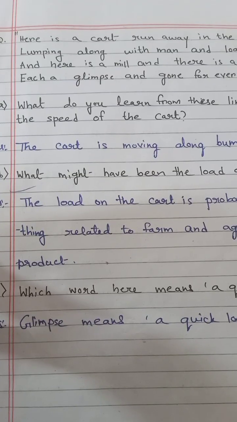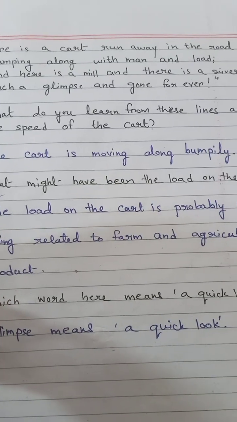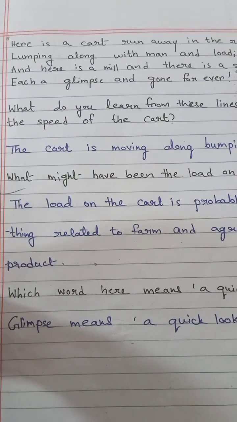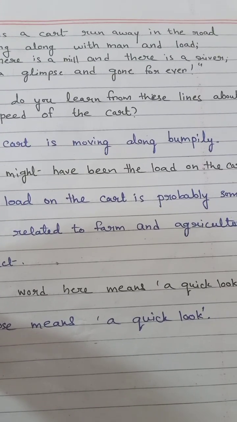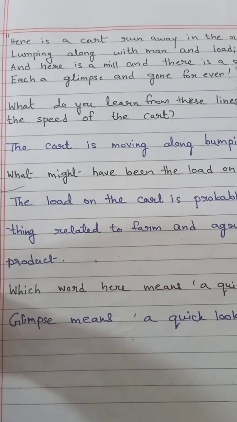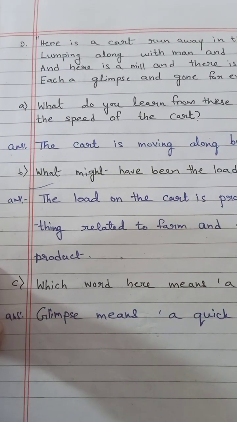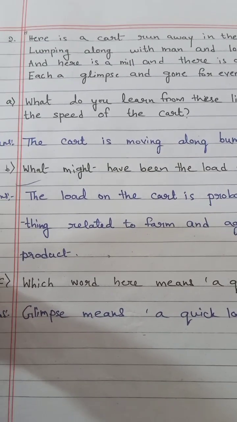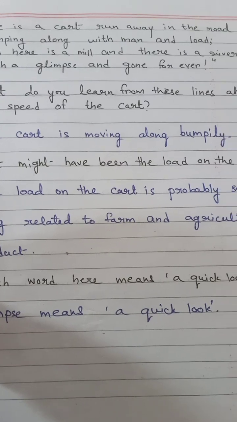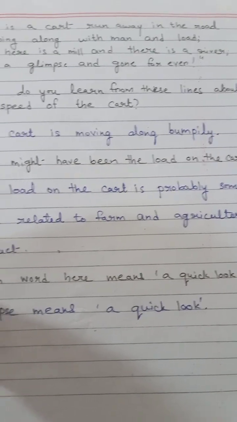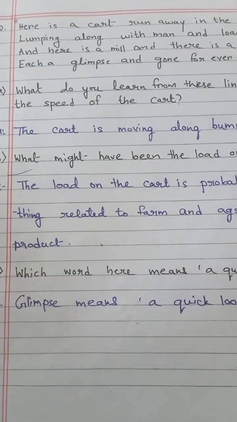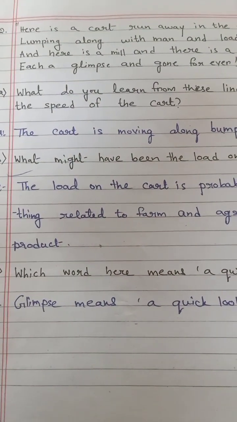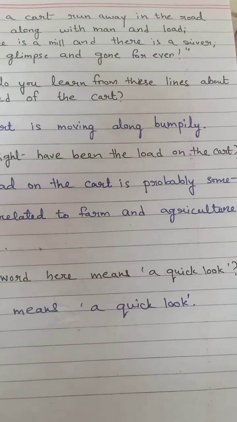Okay, next question. Here is a cart run away in the road, lumping along with man and load. And here is a mill and there is a river, each a glimpse and gone forever. What do you learn from these lines about the speed of the cart? Answer: the cart is moving along bumpily.